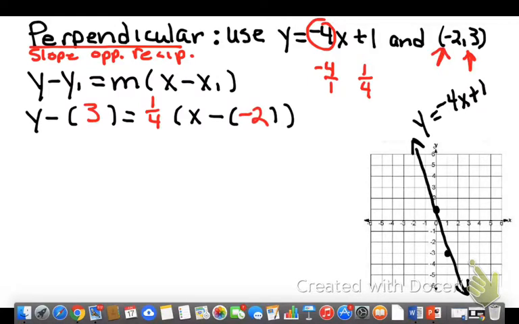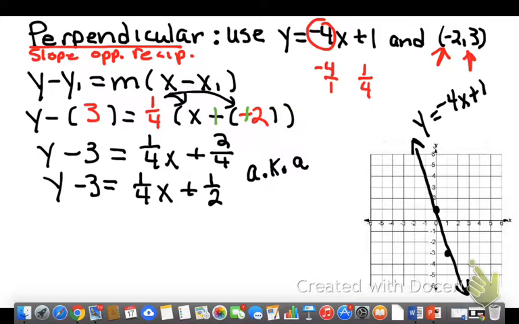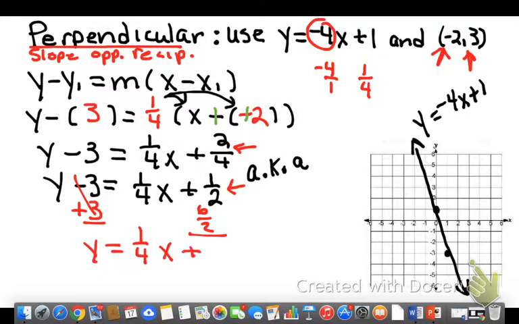And now we'll solve. Okay, so we subbed in the values, and we used our distributive property. And I wanted to point out that we ended up with 2/4, but it's AKA, also known as 1/2, because we can reduce it. And we'll add 3 to both sides. And instead of 3, we could call it 6 over 2. That's the same as 3. So y equals 1/4 x plus 7/2. And that's what we're going to graph.